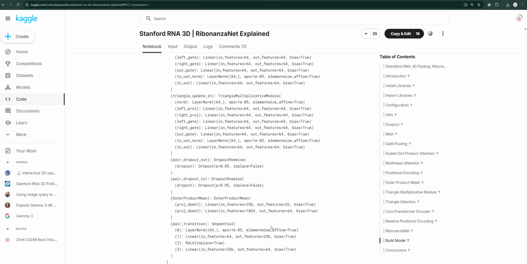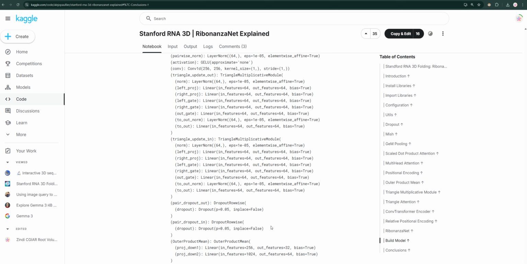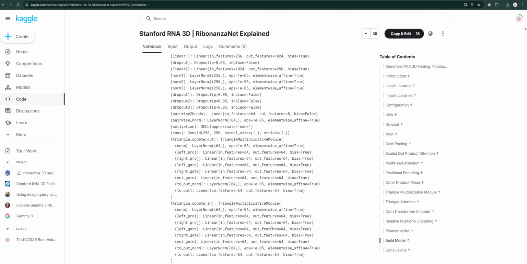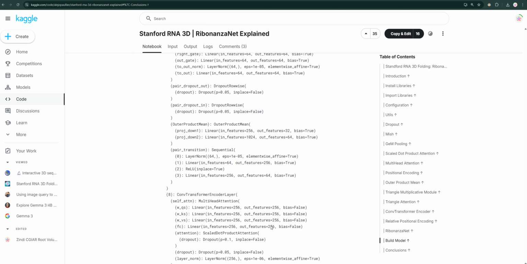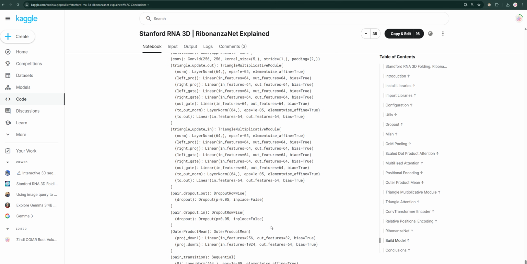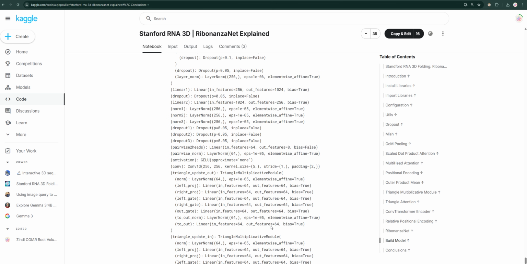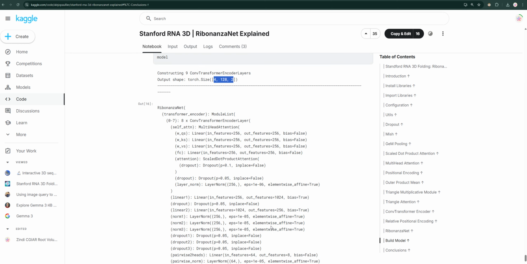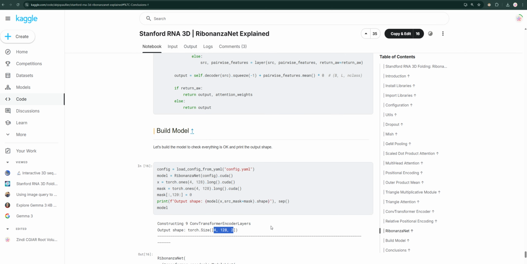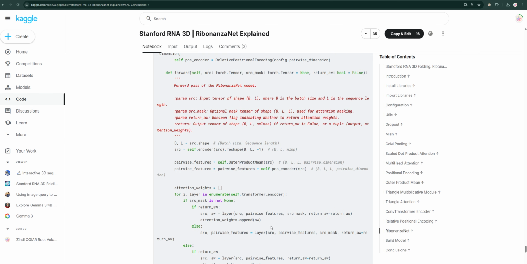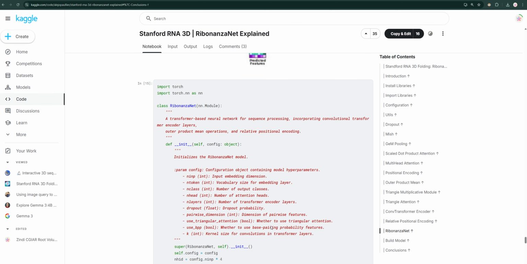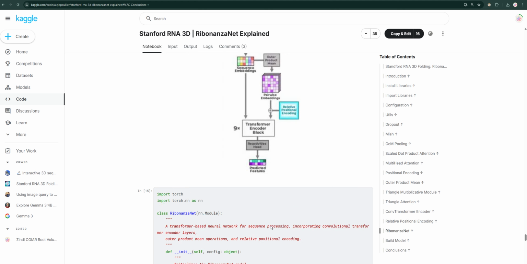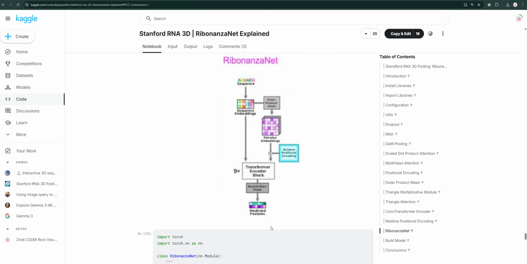There you have it, a comprehensive walkthrough of RibonanzaNet, breaking down each component that makes this architecture tick. We've seen how it combines convolutional operations, attention mechanisms, and geometric constraints to predict RNA 3D structures from sequences. What I find most fascinating about this approach is how it mirrors our understanding of the physical process of RNA folding. Just as RNA molecules fold based on both local interactions and global energy minimization, RibonanzaNet captures both sequence patterns and structural constraints through its bidirectional flow of information.